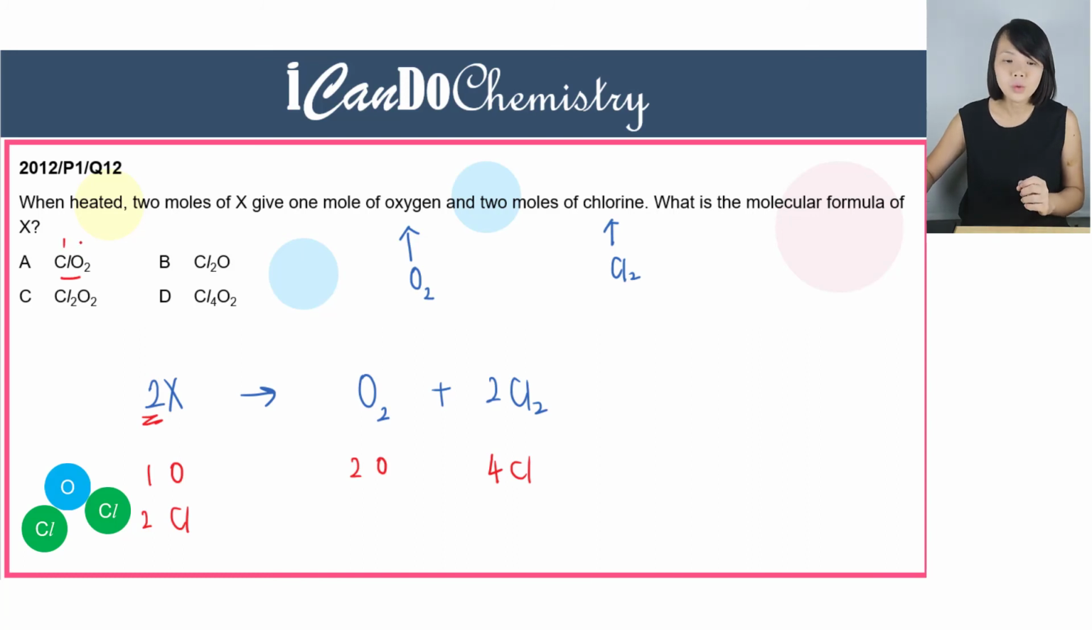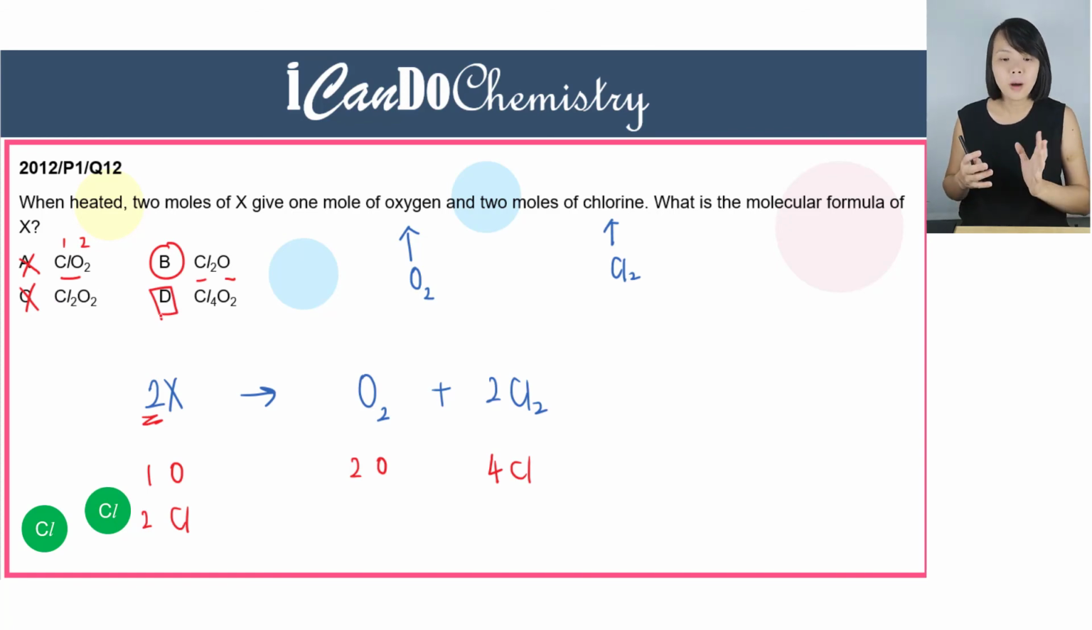In A, there is 1 chlorine, 2 oxygen. Okay, so this is not correct. In B, there are 2 chlorines and 1 oxygen. Okay, so this is the answer. For C, there is 2 Cl and 2 O, which is also not correct. D may be the next popular answer, even though it is incorrect.